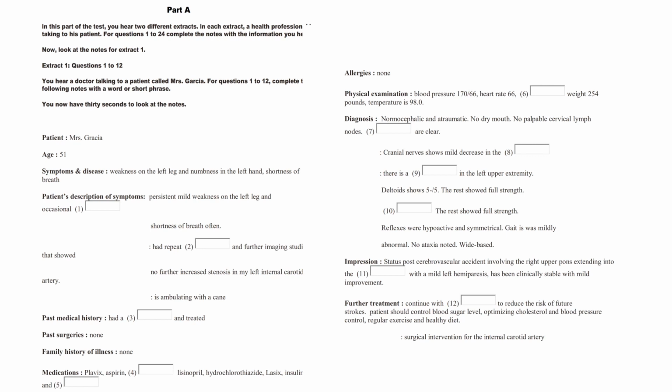Status post cerebrovascular accident involving the right upper pons extending into the right cerebral peduncle, with a mild left hemiparesis, has been clinically stable with mild improvement. For now, continue using antiplatelet therapy and statin therapy to reduce the risk of future strokes. Continue to follow with endocrinology for diabetes and thyroid problems. You must strictly control your blood sugar level, optimizing cholesterol and blood pressure control, regular exercise, and healthy diet. I am planning for surgical intervention for the internal carotid artery.